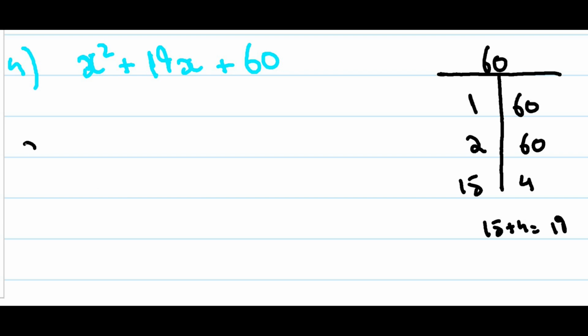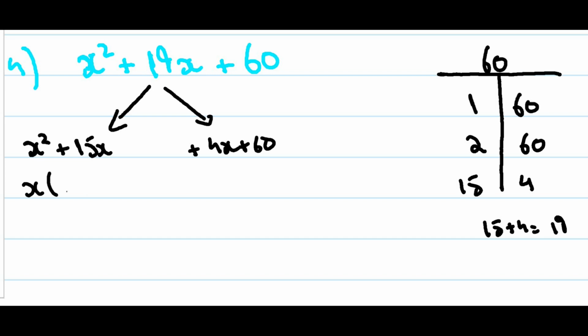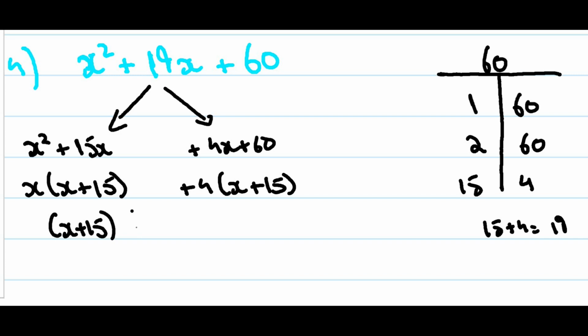Hence, we know that our two numbers would be: x squared plus 15x plus 4x plus 60. Hence, instead of writing 19x, you would be writing 15x and 4x. In the first one, take x as common and you will be left with x plus 15. And in the second one, take 4 as common and you will be left with x plus 15. Since you're left with x plus 15, you will be writing x plus 15 as a common and x plus 4 as the remainder, and thus you have solved your question.